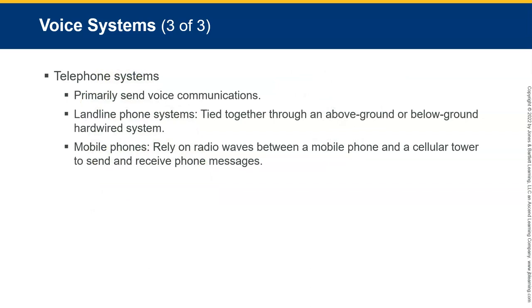And then telephone systems. So telephone systems primarily send voice communications. Landline phone systems, those are tied together through an above ground or even a below ground hardwired system. Mobile phones rely on radio waves between a mobile phone and a cellular tower to send and receive phone messages.